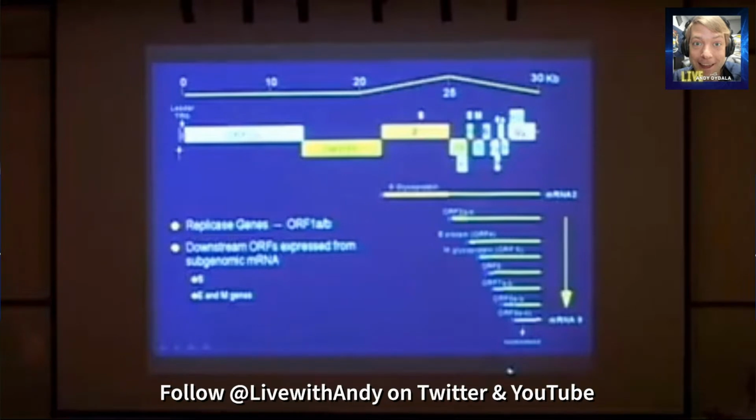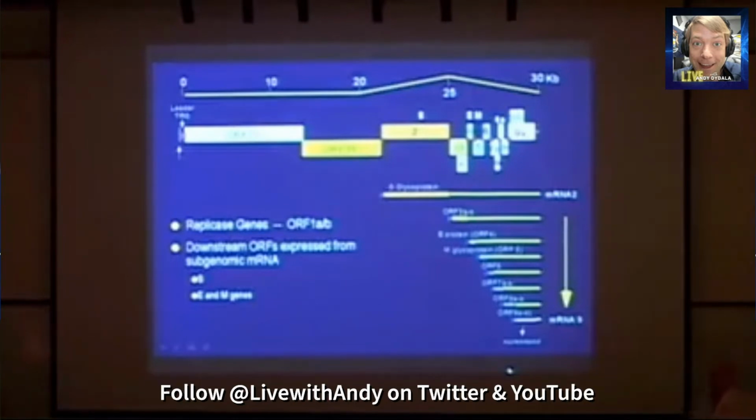To get these expressed in cells, you find a nested set of subgenomic messenger RNAs. They're arranged from the 3' end of the genome so that all the sequences in the smallest message are in the next largest message, and so on and so forth. This organization allows different open reading frames to be placed at the 5' ends of different messenger RNAs so they can be efficiently translated and expressed in cells.